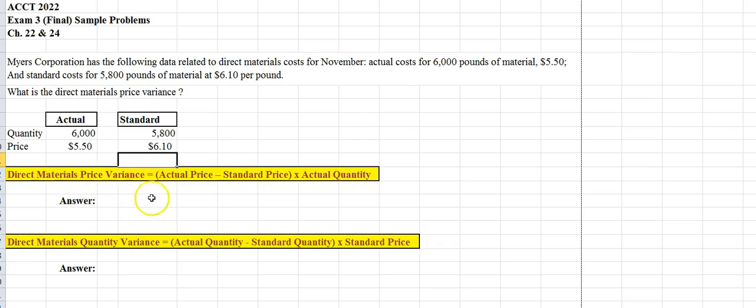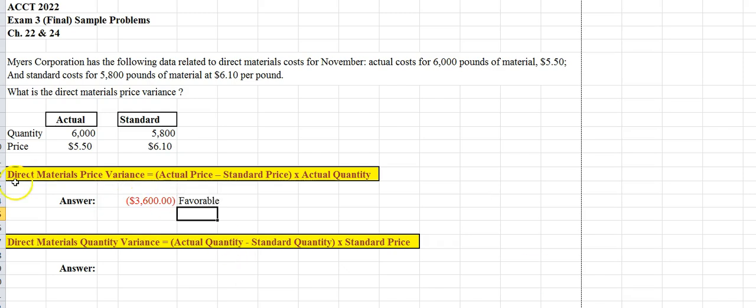So what's the direct materials price variance? Let's just simply apply the formula. The direct materials price variance is going to be equal to actual price, which is $5.50, minus standard price, which is $6.10. We'll close parentheses there. And then you have to multiply that times actual quantity, which is 6,000. Okay. And so we're talking in terms of cost, right? So when it's negative, that means that you had lower cost than anticipated, a lower variance as far as cost goes. So this is favorable, right? Negative is favorable in this case.